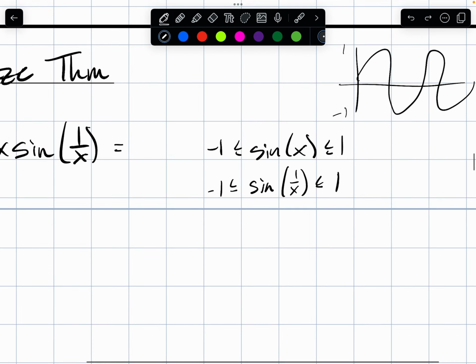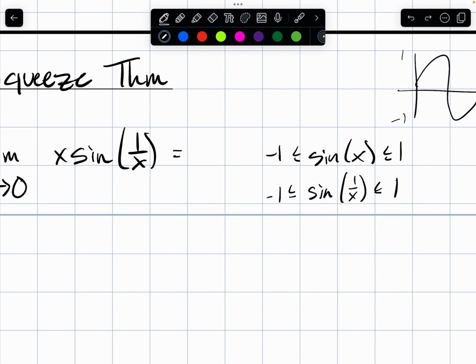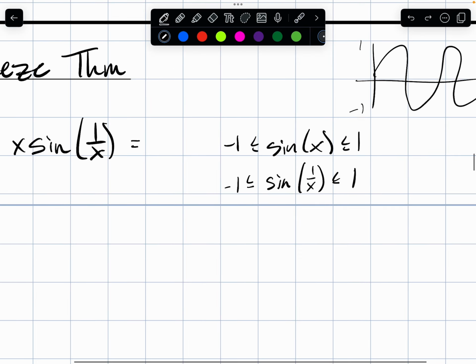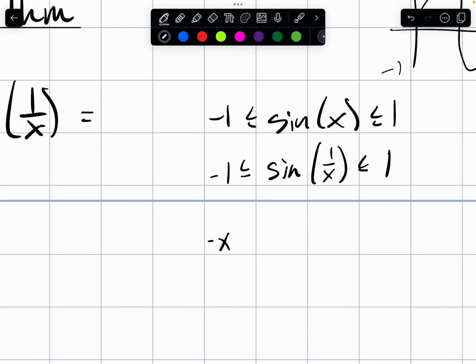The next thing I have to deal with is getting this x in here, because I have an x over here. I have no x here. What I can do is multiply everything by x. So I'm going to have negative x, I'm going to have x sine 1 over x, and I'm going to have x out there.